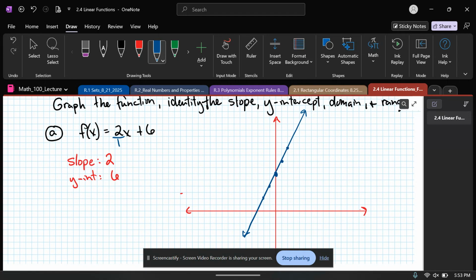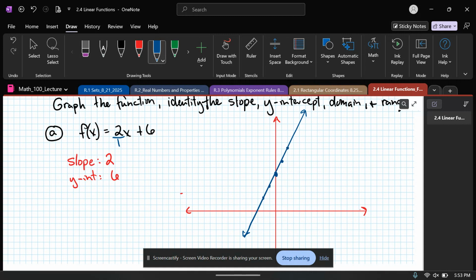But I could also count down 2, left 1, and it's also a positive 2 slope. Okay. Because negative 2 divided by negative 1. If I go down 2, that's negative 2. If I go left 1, that's negative 1. Negative 2 divided by negative 1 is still positive 2. So that's why that works that way.